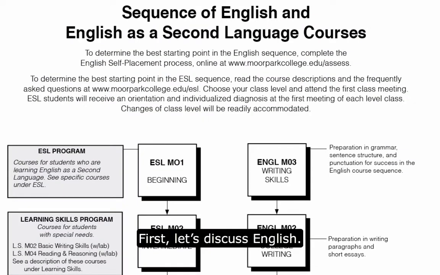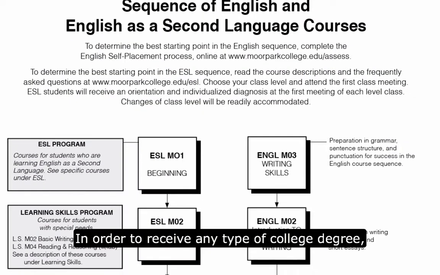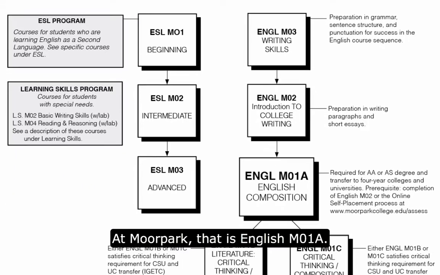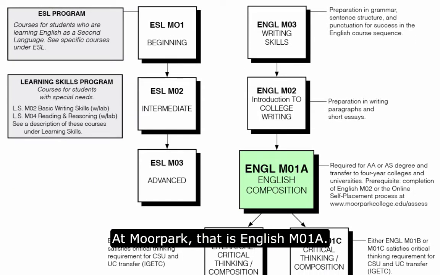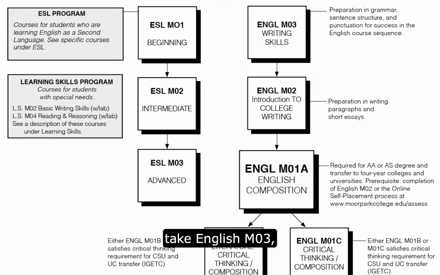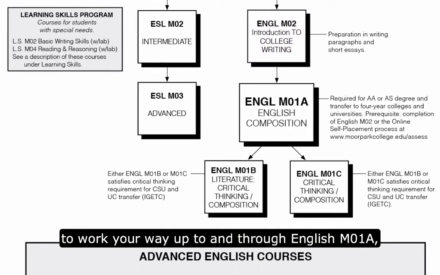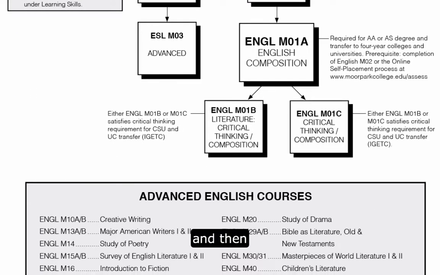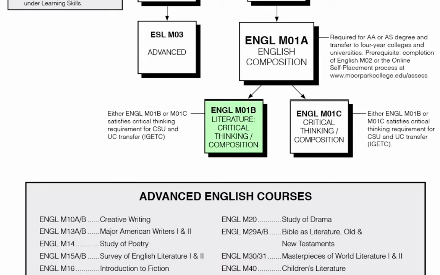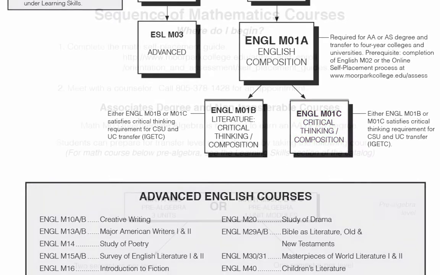First, let's discuss English. In order to receive any type of college degree, you must pass English composition. At Moorpark, that is English M01A. If writing organized papers is a challenge, take English M03, writing skills, or English M02, college writing, to work your way up to and through English M01A, and then into a higher English class such as English M01B or M01C.